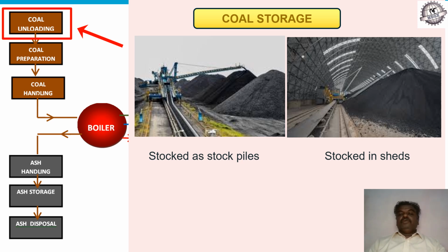To prevent this, you have to cover this coal with a blanket of some material, either sand or some other material, or the coal could be stored in underground trenches filled with water. And when the coal is required in the power plant, it could be taken and then processed, prepared, and then taken to the boiler. Or also it could be stored in the sheds in closed bunkers. So these are the methods by which you store the coal.